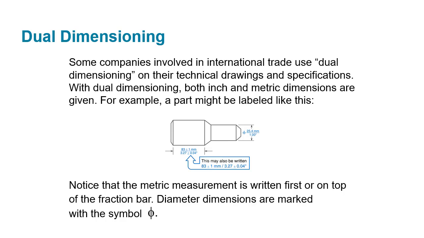All right, how about dual dimensioning? Some companies involved in international trade have to use dual dimensioning on their technical drawings so that the rest of the world will look at the metric stuff and the US people will look at the US standard stuff. So you'll see things with 2 measurements on there. It'll be 83 plus or minus 1 millimeter, or 3.27 plus or minus 0.004 of an inch, and so on and so forth.